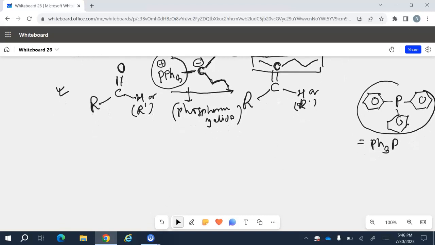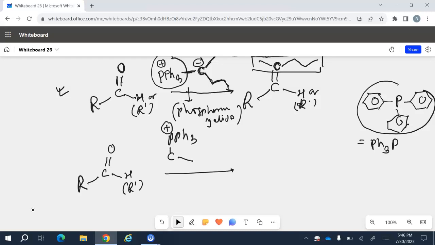So in this case here, let us use this RC double bond O, with either H or R prime. Again, it is for both aldehydes and ketones. Now we have the phosphorus ylide. So in this case, again, we have triphenyl phosphine PPh3 with a plus, and this is the carbon with one methyl group and the other a propyl group, and this carbon is negative.